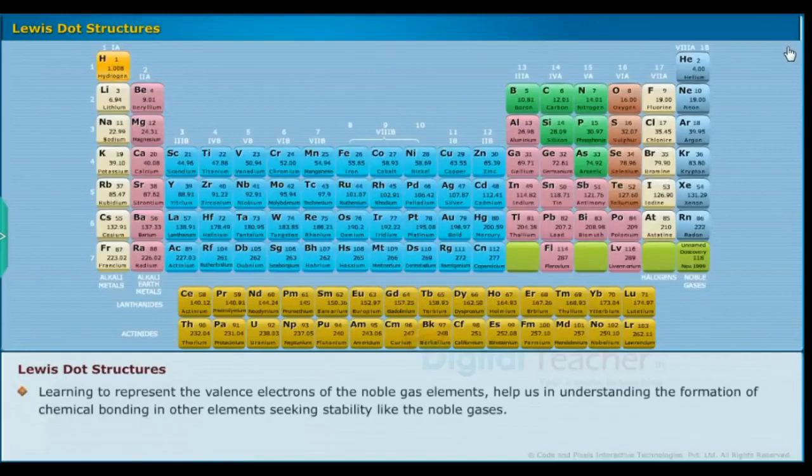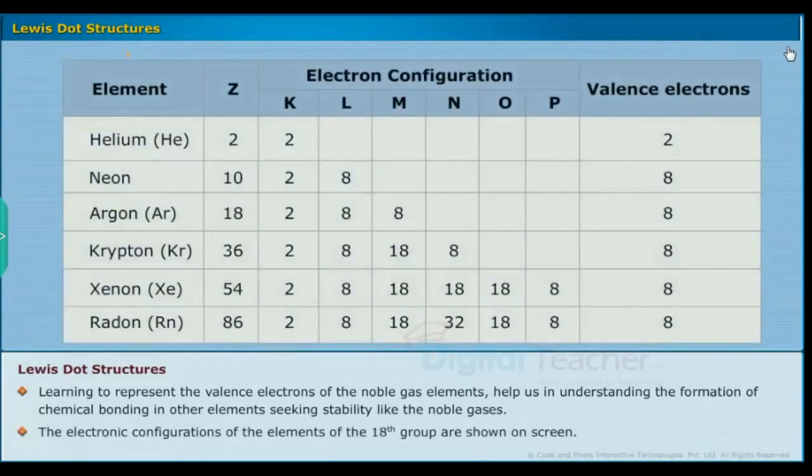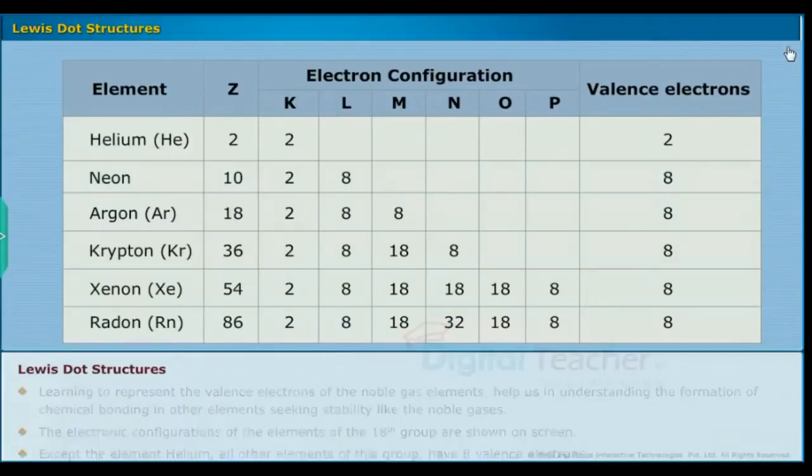Learning to represent the valence electrons of the noble gas elements helps us in understanding the formation of chemical bonding in other elements seeking stability like the noble gases. The electronic configurations of the elements of the 18th group are shown on screen. Except the element helium, all other elements of this group have 8 valence electrons.